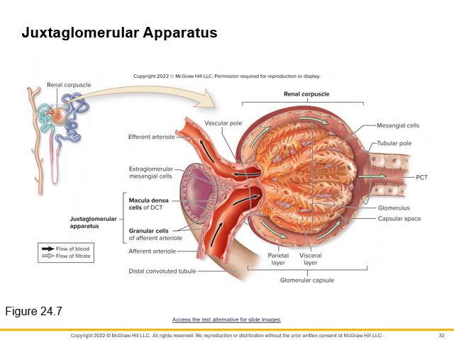So let me do different colors here so we can kind of go through this. Here are those extraglomerular mesangial cells, and you can see they're in this pyramid shape right between the efferent and afferent. And then we can look at the macula densa. So the macula densa are right here in the distal convoluted tubule. And then at last we have the granular cells, and the granular cells are right here in the afferent arteriole.